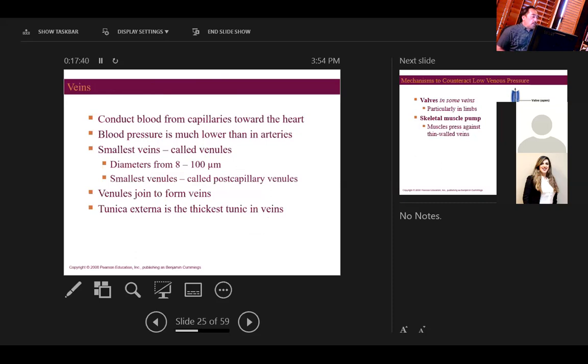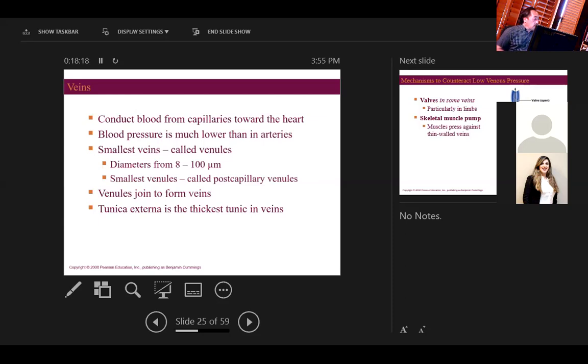Next one, okay. So now we talk about the arteries. Now we talk about veins. Okay. Now veins conduct blood from capillaries towards the heart, and blood pressure is much lower than in the arteries. In fact, it's almost zero when it goes through a vein. Okay. The smallest vein is called a venule, and that's going to be after the capillary, and the venules join to form the veins. And then from the veins, it goes into the vena cava, and then it goes to the right atrium. Okay, so the only thing that is actually thick in this is going to be the tunica externa.